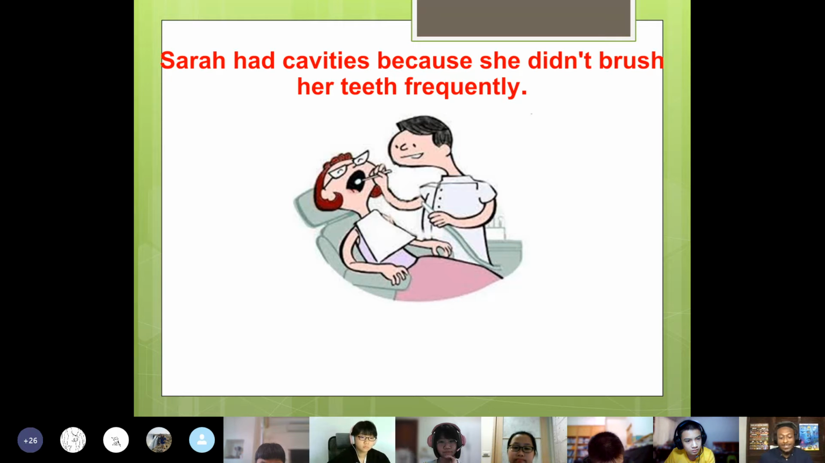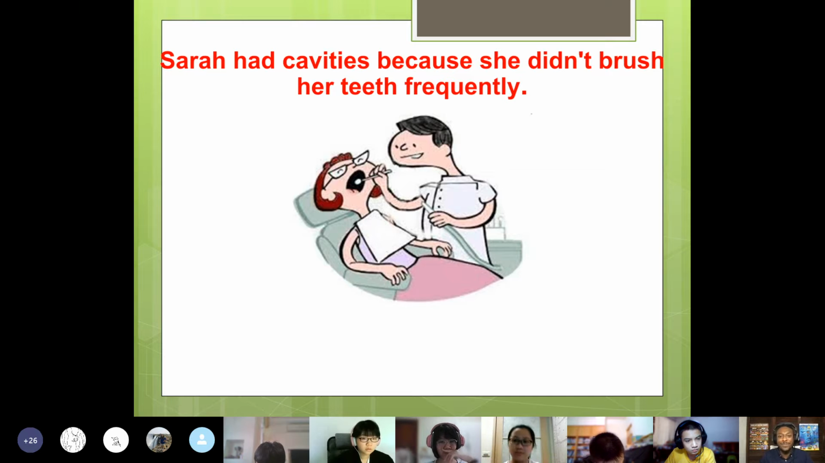Okay, next, let's try this one. Sarah had cavities. So cavities are when you eat too much sugar and candies and it makes little holes in your teeth. That's a cavity. So Sarah had cavities because she didn't brush her teeth frequently. So she didn't brush that much. Okay. So how about Joyce?